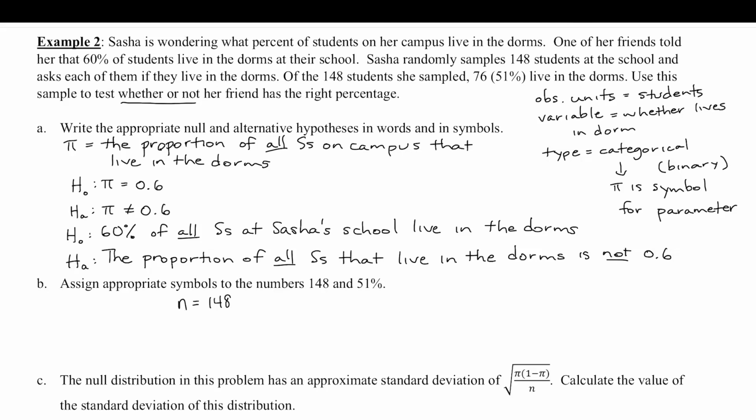That's the sample size. And 51%, which is the sample proportion of success, and in this case, success is living in the dorm. So the 51% is a p-hat, and I'm just going to make a note here to make sure everybody understands how that came about. If you take 76 divided by 148, that would give you a proportion of 0.51. So when our variable is categorical, pi is the symbol for the parameter, and p-hat is the symbol for the statistic, the actual observed proportion of successes from the sample.